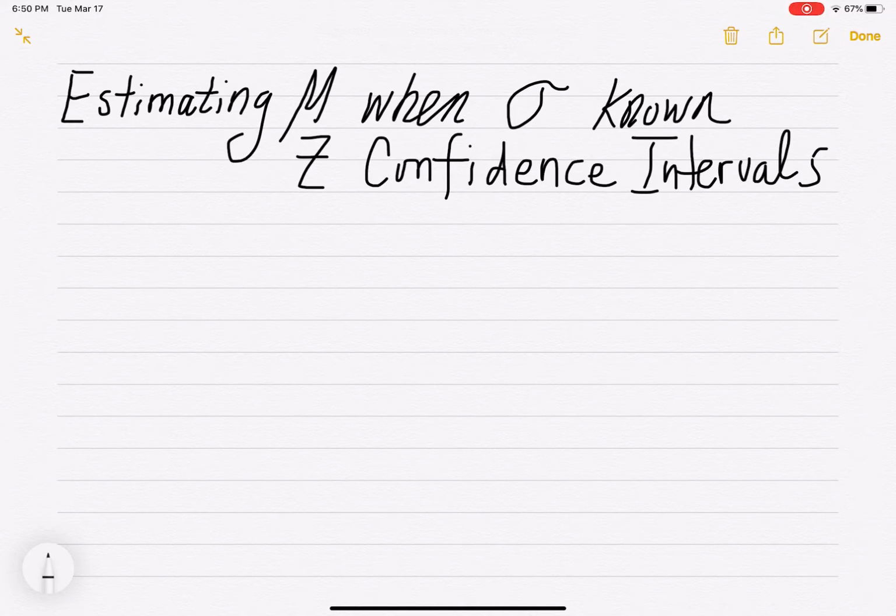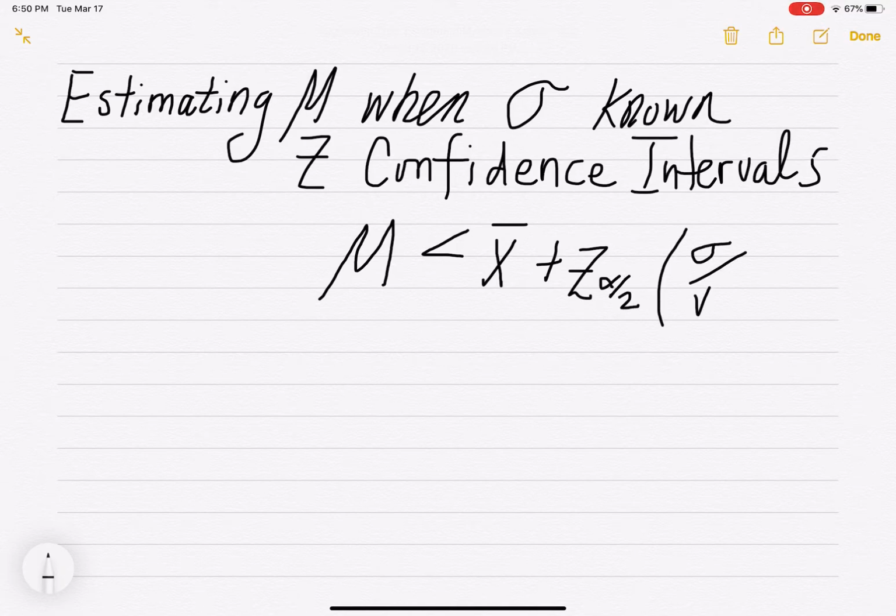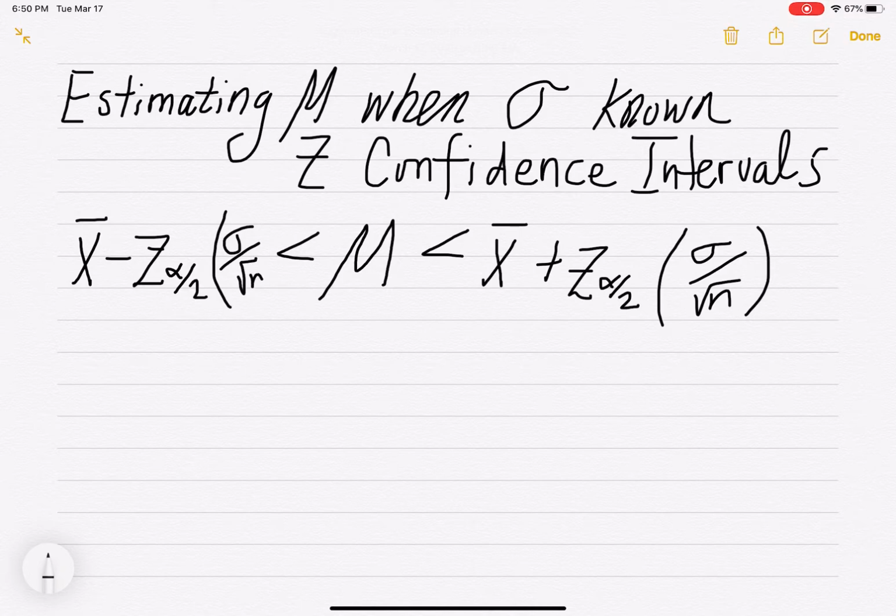So the formula we had developed was the population mean mu. So what you're trying to estimate, you can bound it above with a certain amount of confidence by x bar plus z alpha over 2 times sigma over the square root of n. And you can bound below by x bar minus z alpha over 2 times sigma over root n. So this is your z confidence interval formula.